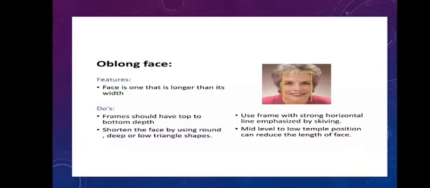The next one is oblong face. The features are, the face is longer than its width. What we do is, the frame should have top to bottom depth. Shorten the face by using round, deep, or low triangular shapes. Use frames with a strong horizontal line emphasized by skiving. Mid-level to low temple positions can reduce the length of the face.